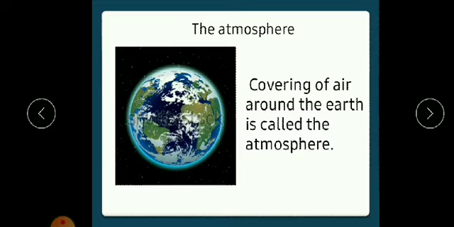Children, as we go farther from the earth, the layers of air become thinner. That is, the layers of air closest to the earth are very close to each other, while the ones at higher level are not so close. The air at greater heights is rare.